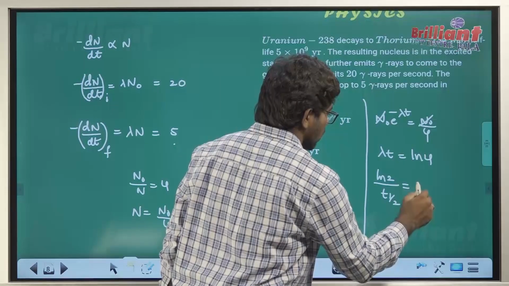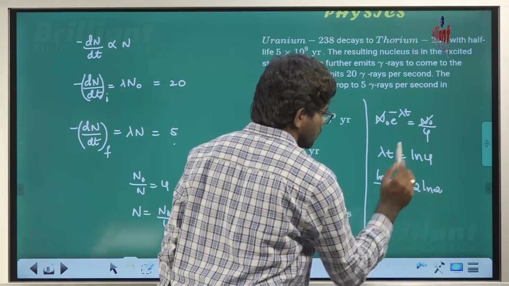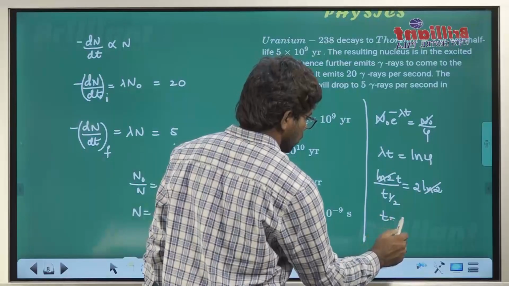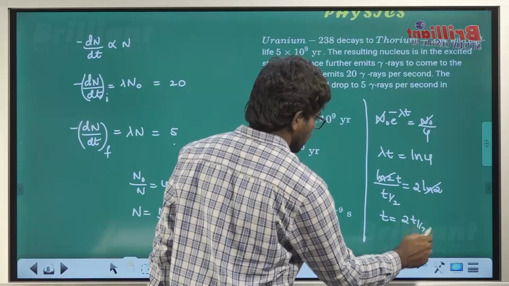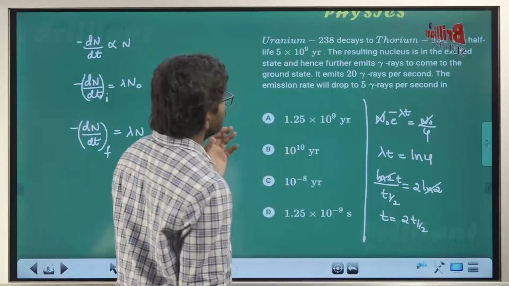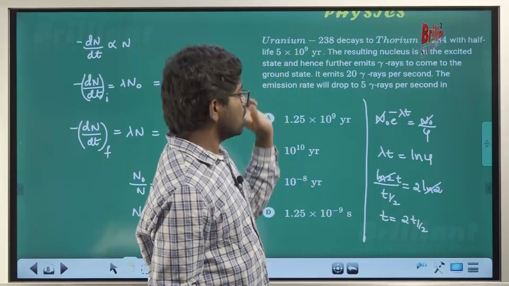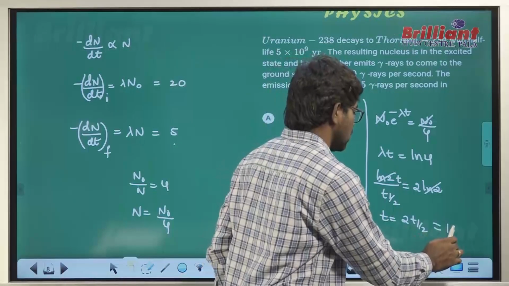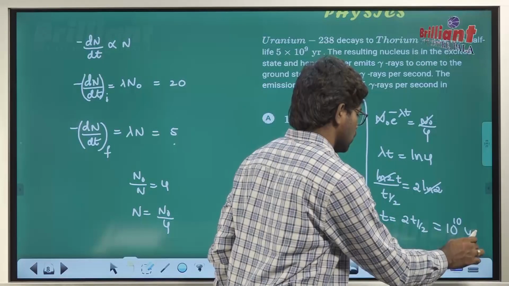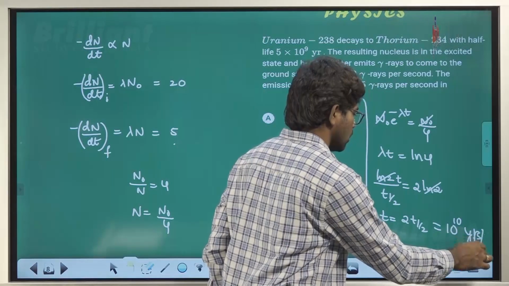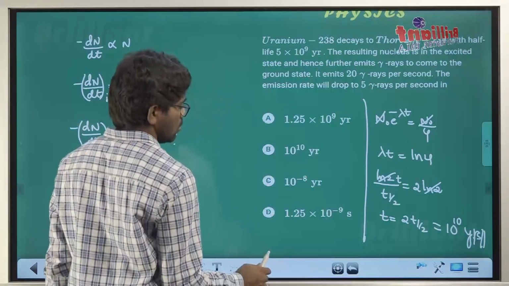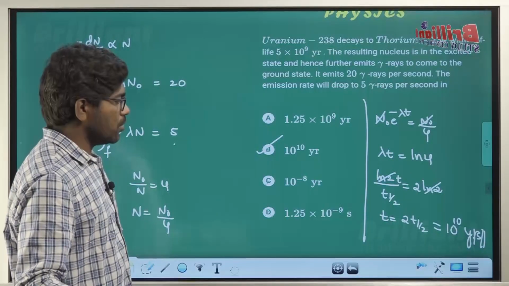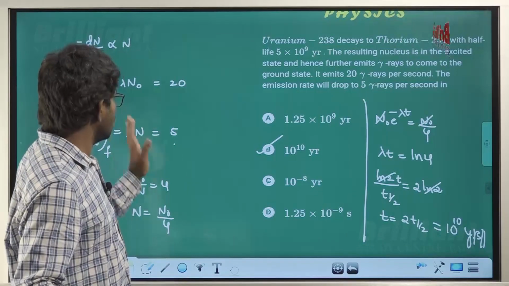Then what is ln 4? ln 4 is 2 ln 2. Yes or no? Simple. This is gone. T equals 2 times t half. Given t half is 5 into 10 power 9. So 2 times means 10 into 10 power 9. 10 into 10 power 9 is 10 power 10 years. That's it. That's the thing about this question, 10 power 10 years, right?